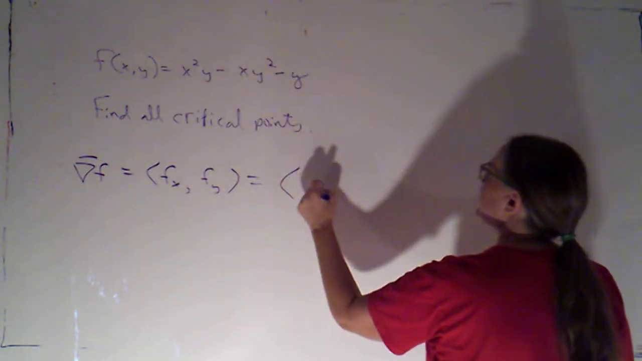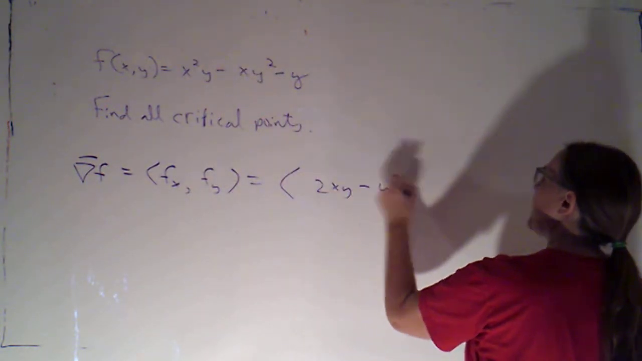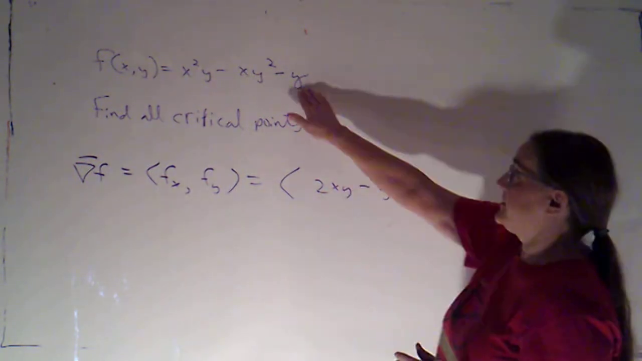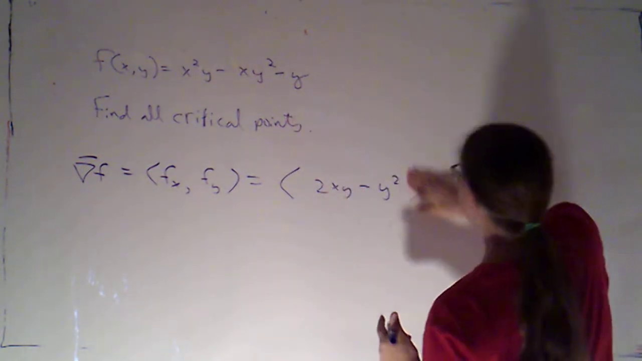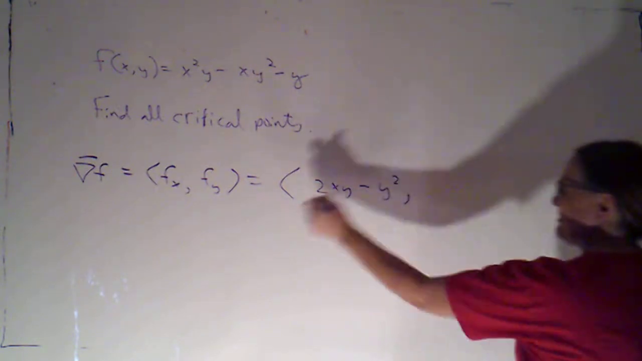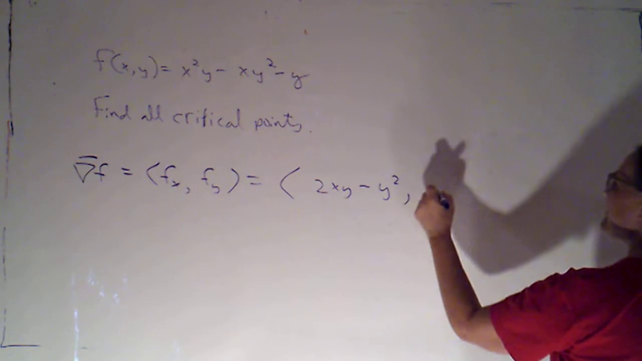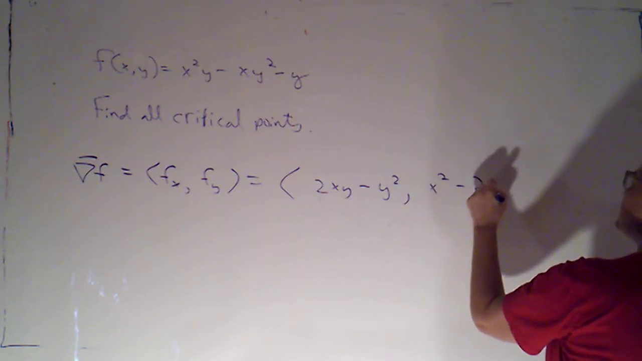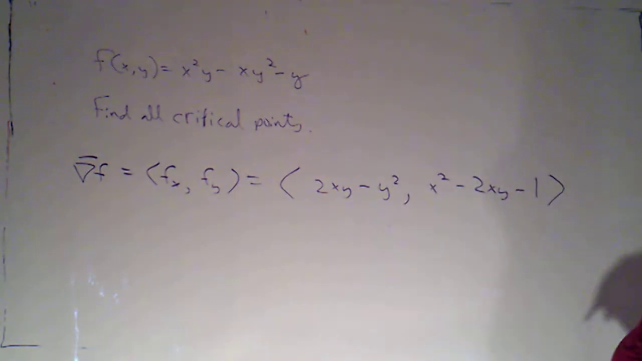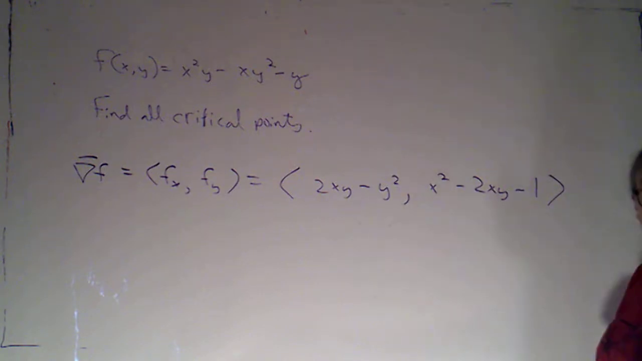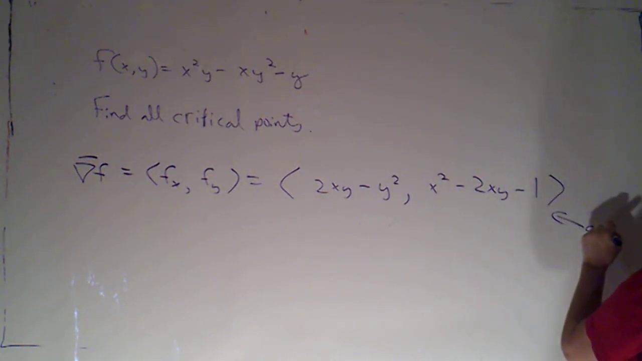So let's see, that's going to be 2xy minus y squared minus 0, because that's constant with respect to x. Whoops. Comma, that was just the first component. Second component is the partial with respect to y. So that's going to be x squared minus 2xy minus 1. Now, both of those are just polynomials in x and y, so they're always defined.